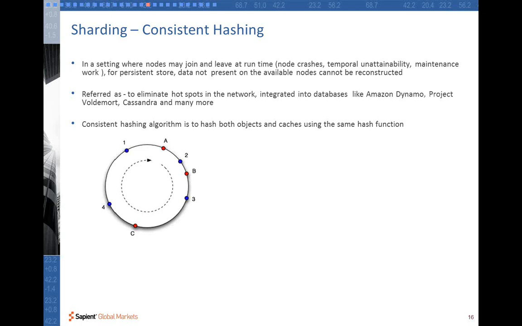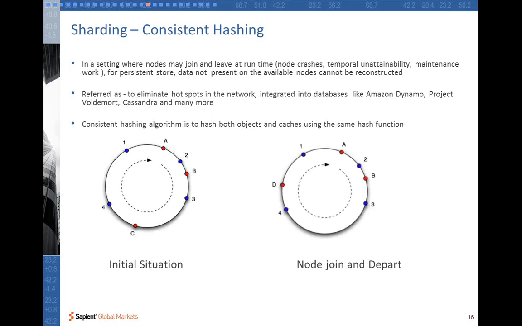Now when a node leaves the system, the cache objects get mapped to the adjacent node in the clockwise direction. I'm just taking a scenario where I'm mapping all the nodes in the clockwise direction. There are algorithms specific to different NoSQL data stores which map it differently, but the concept remains the same. When a node enters the system, it gets hashed onto the ring and will overtake objects. So node C left and node B entered the system, and now objects 3 and 4 get mapped to node B. This shows that by changing the number of nodes, not all objects have to be remapped to the new set of nodes, but only part of the objects.